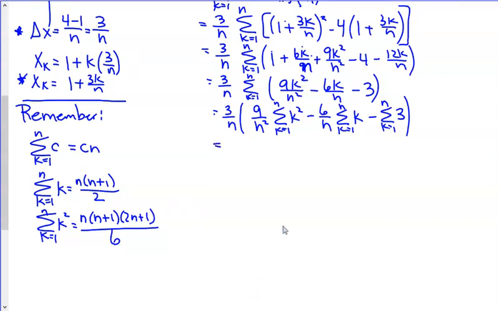So I'm going to replace this with this expression. I'm going to replace this with this expression. And I'm going to go ahead and multiply these two things together because that's what my sigma properties allows me to do.